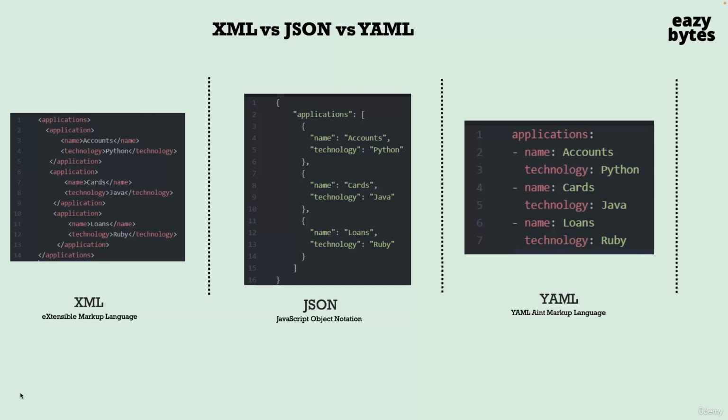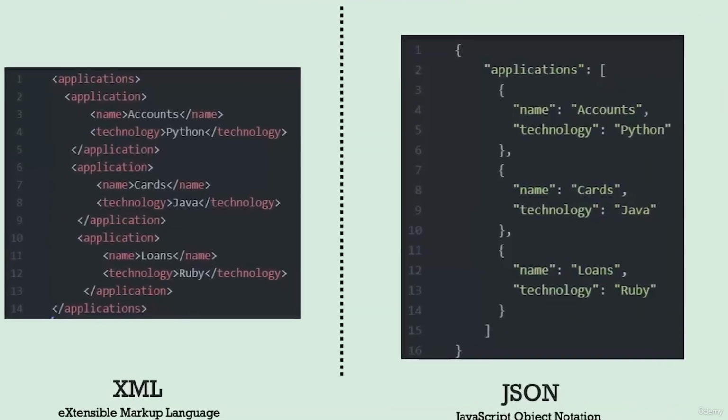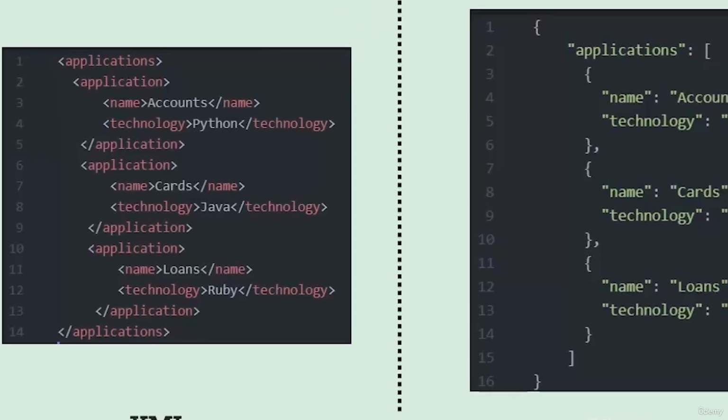Inside the applications, as you can see, for every piece of information that we want to transfer or represent with XML, it should have an opening tag and a closing tag. The very first tag that you can see here is applications.